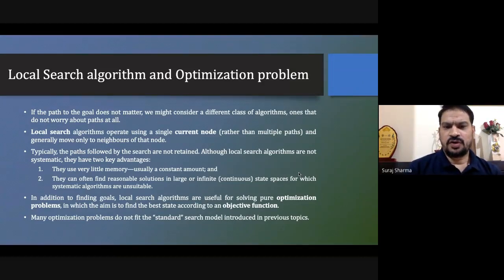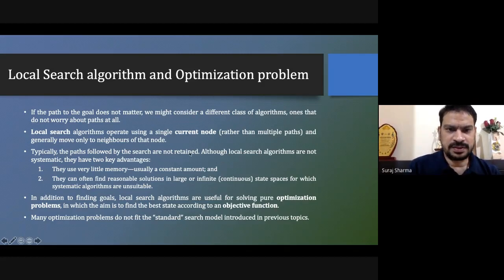Typically, the path followed by the search is not retained, meaning the path is not stored anywhere. Although local search algorithms are not systematic, they have two key advantages. The first advantage is that we use very little memory, usually a constant amount. We have some memory, and that memory is constant, maybe 1 or 2, but it is very little.